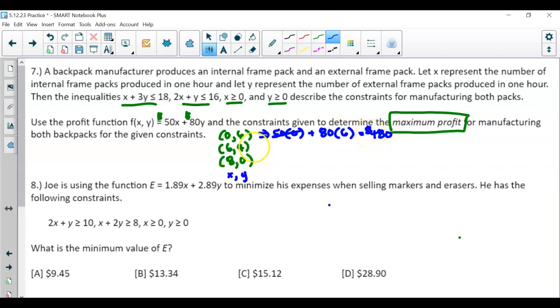So now let's go to (6, 4). So this is 50 times X, which is 6, plus 80 times Y, which is 4. This now gives you $620. So I can already tell that 480 is out, right? So 620. So now let's go to the last here. 50 times X, which is 8, plus 80 times Y, which is just 0, which goes away. So this is $400. So that's why the maximum profit is $620.